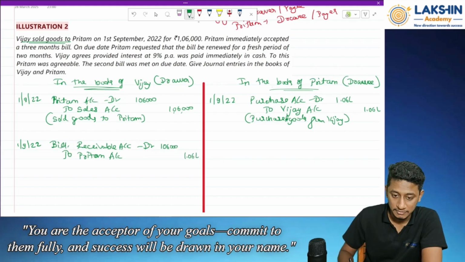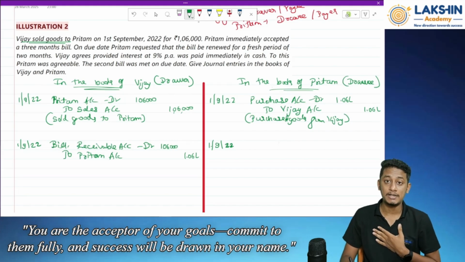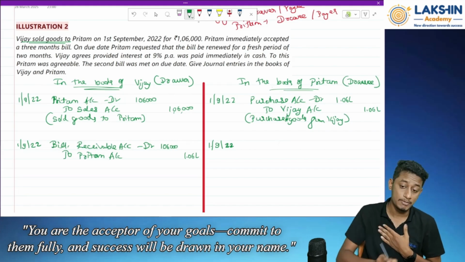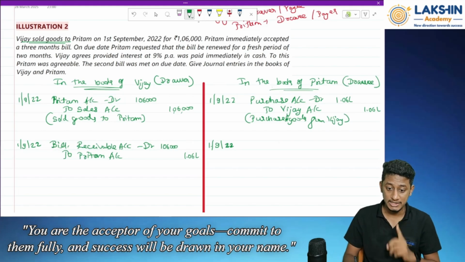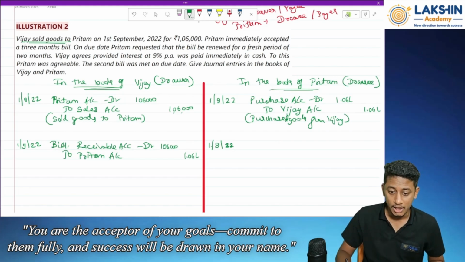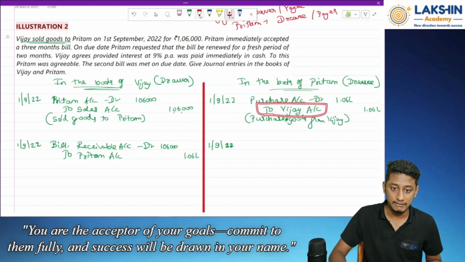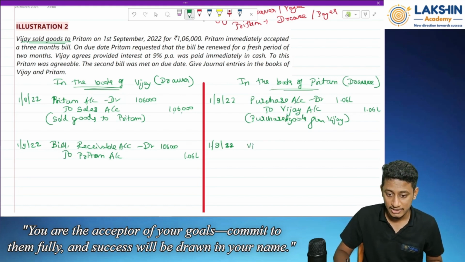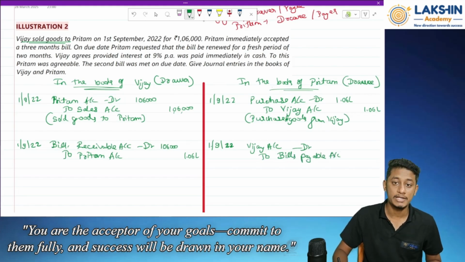1.06 lakhs. Okay, now coming to this books, on same date, 1/9/22, he has accepted a bill. So whenever Preetham accepts a bill, will that be a bill receivable or a bill payable? It will be a bill payable because Preetham is supposed to make the payment for the purchases he has made. So in the books of Preetham, the entry will be what? First of all, whatever Vijay's account was opened will be reversed, right? It will be reversed with bills payable. So Vijay's account will be debited to reverse it off. Vijay's account debited to what? To bills payable account. Bills payable account for rupees 1.06 lakhs.